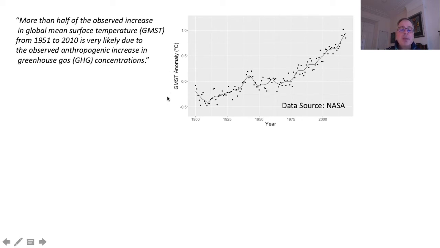You see the global mean surface temperature on the vertical axis here, and the years from 1900 to 2019 along the horizontal axis. I'll explain what temperature anomalies are in a bit. I selected the 1900 to 2019 interval because it contains two main recent warming periods.